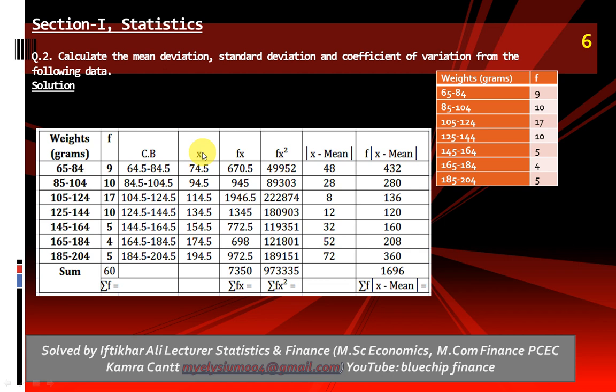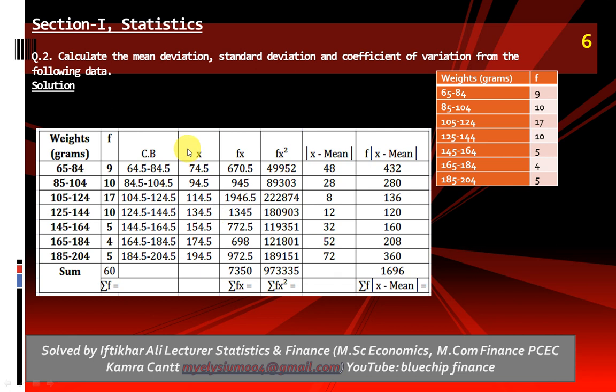So how can we calculate class mark? Simply add up these two class boundaries and divide the result by 2. That will be 74.5. 84.5 plus 64.5 divided by 2 equals 74.5. And what is the difference here? The difference is 20. So just add the difference of 20 to each subsequent value. So 74.5 plus 20, 94.5 plus 20, 114.5 plus 20, 134.5 plus 20, 154.5 and so on.